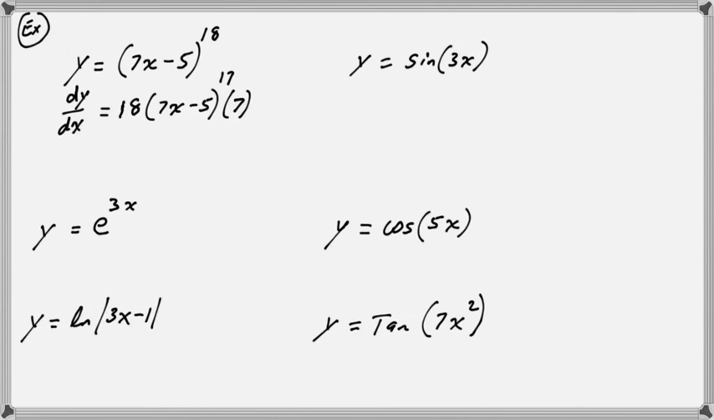7 times 18 would be what? 70 and 56, I believe 126. 7x minus 5 to the 17th. Let me check my arithmetic. Let me make that a little clearer.